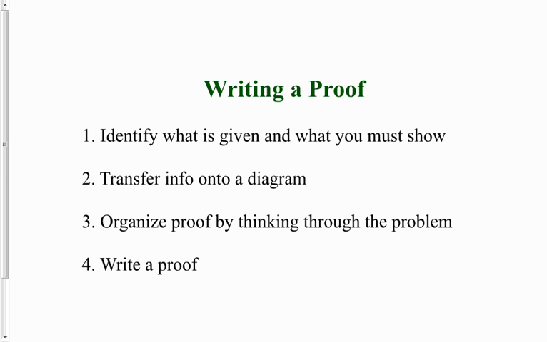So in step 1, identify what is given and what you must show. Every proof will start with some sort of given information, right? And what you must show is the thing that you have to end up proving to be true. Now in step 2, they talk about using a diagram. Using a diagram in a proof can be very helpful and sometimes can be essential. The diagram becomes a part of the proof. A diagram must be part of the proof in some cases. Not in all cases, though.